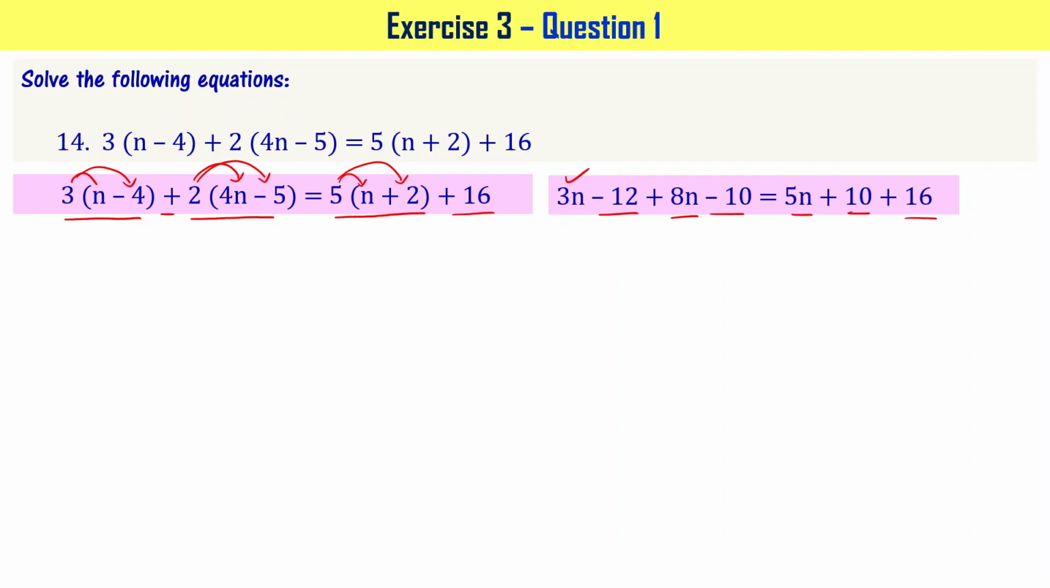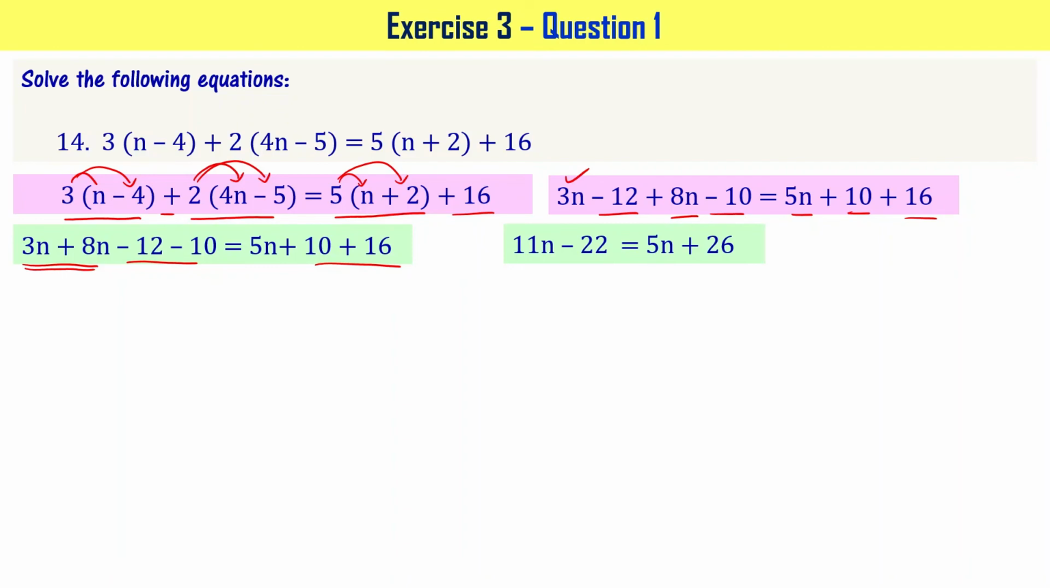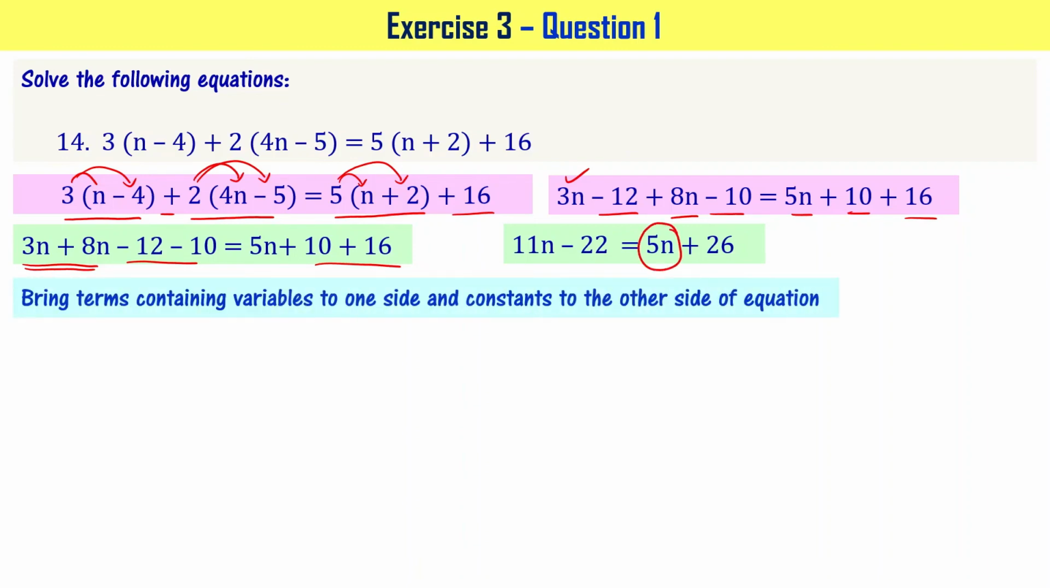Let me rearrange this equation such that I can write it as 3n plus 8n minus 12 minus 10 equal to 5n plus 10 plus 16, right? Now I can club these terms, right? The terms containing n's and constants, right? When I do that, the equation becomes 11n minus 22 equal to 5n plus 26, right? Now I can bring this guy to the other side. When I transpose 5n to LHS, it is going to become minus 5n, right? So the equation now can be written as 11n minus 22 minus 5n equal to 26, right?